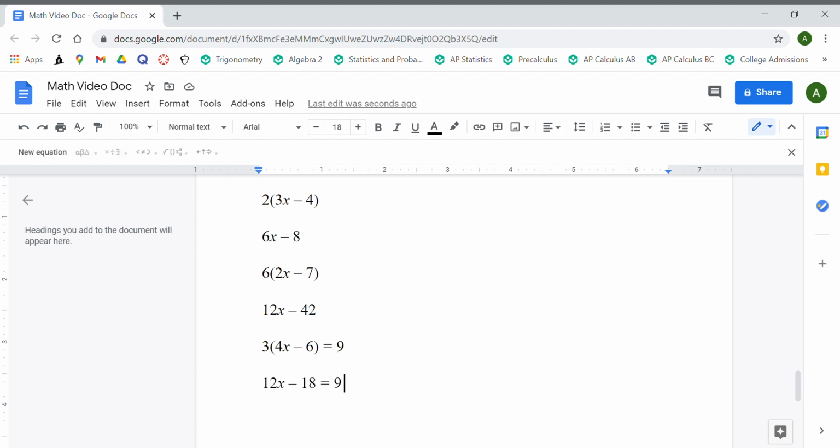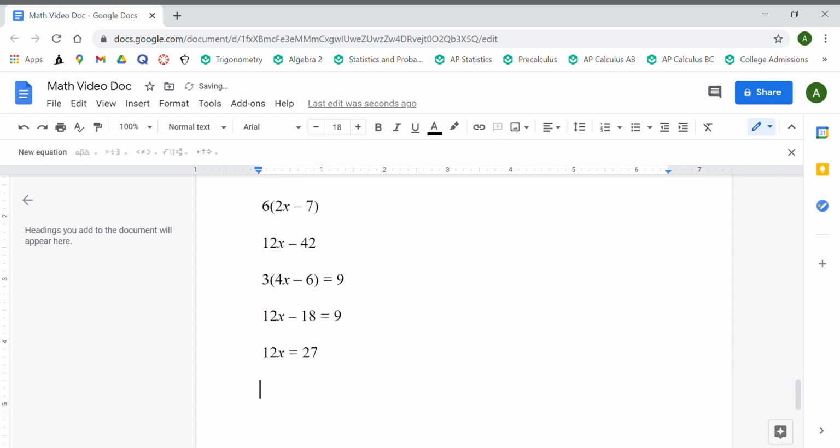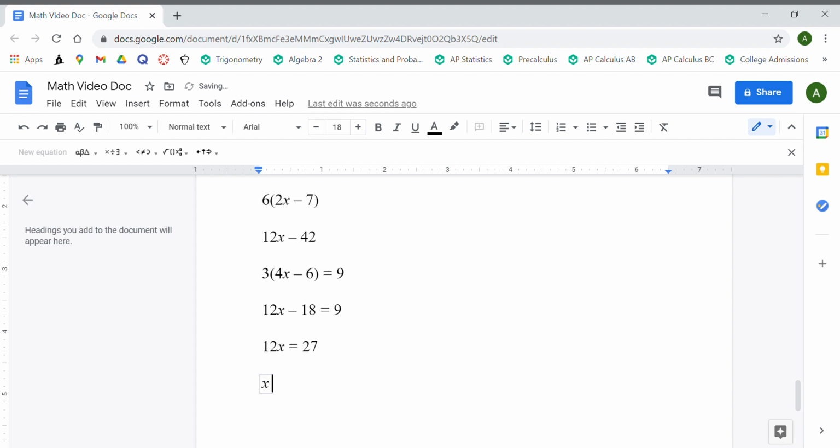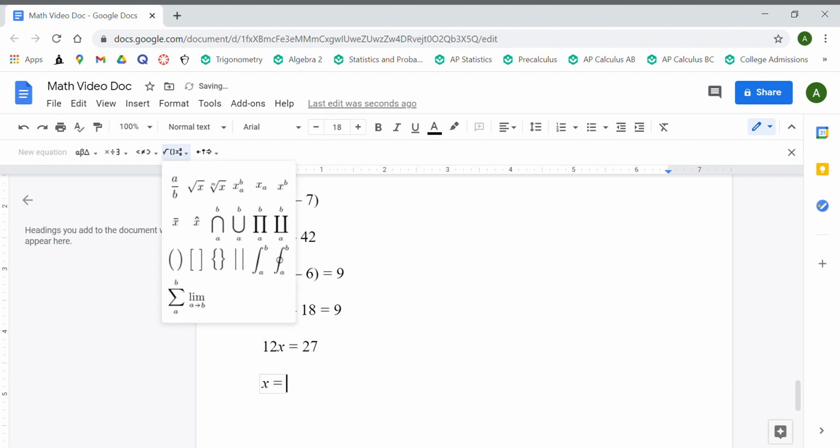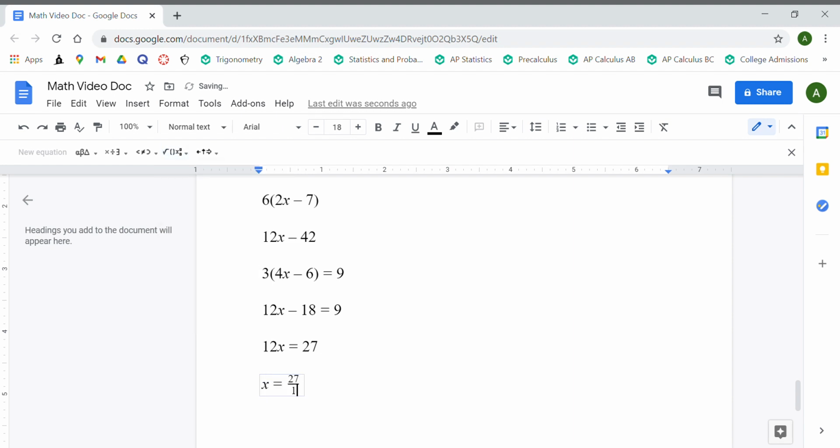So now we're ready to solve it. So 12x equals, we have to add 18 to both sides, so 9 plus 18 equals 27. And divide by 12 on both sides, we get x equals 27 over 12.